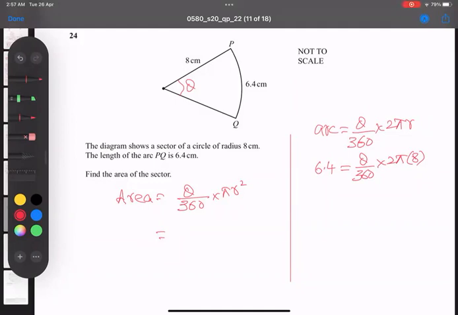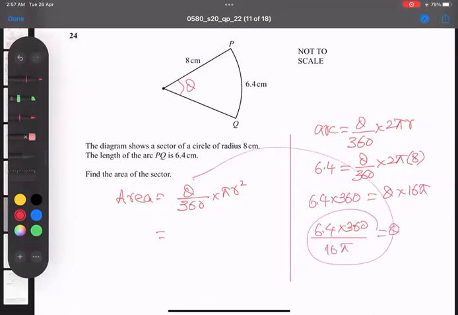Okay, I'll do it. This 360 is dividing here, on the other side it is multiplying. So I get theta times 2 pi times 8, which is 16 pi, and 16 pi will divide. So theta equals 6.4 into 360 divided by 16 pi. So I'm getting theta from here, and this value of theta I will plug in here, and the radius I already know. So 6.4 times 360 divided by 16 and divided by pi.